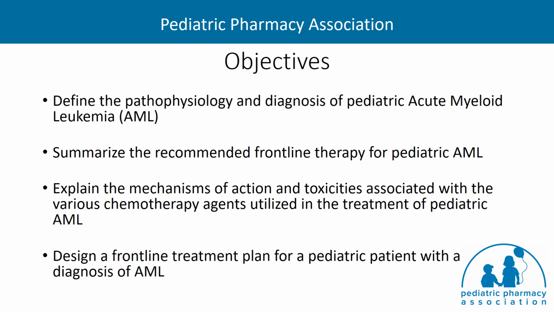There are 4 learning objectives associated with this presentation. By the end of this presentation, you will be able to define the pathophysiology and diagnosis of pediatric acute myeloid leukemia, or AML. Second, you will be able to summarize the recommended frontline therapy for pediatric AML. Third, you will be able to explain the mechanisms of action and toxicities associated with various chemotherapy agents that are all utilized within the treatment of pediatric AML. And lastly, you will be able to design a frontline treatment plan for a pediatric patient presenting with a diagnosis of AML.